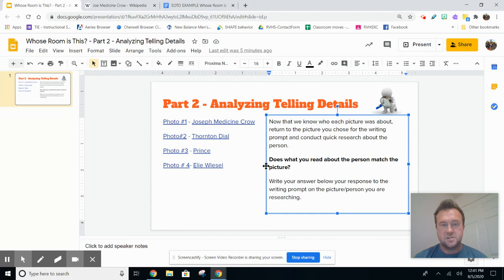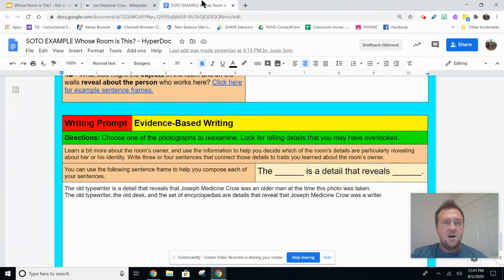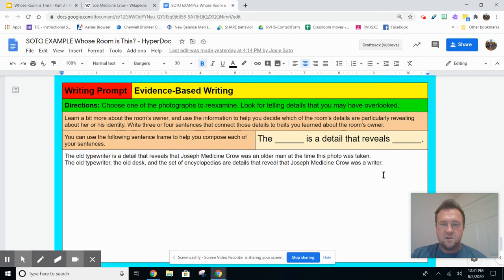So conduct your research, and then after you're done with your research, you're going to be answering the question: does what you read about the person match the picture? I want you to write a response to this question on the same HyperDoc that you're working on. Just write it below or beneath your writing prompt. Write it in the same space, skip a few lines, and write it down there.